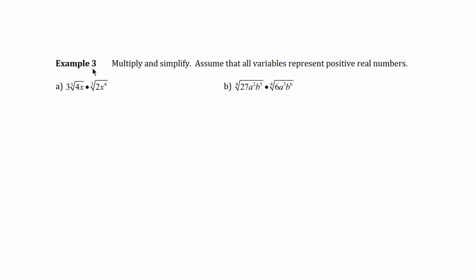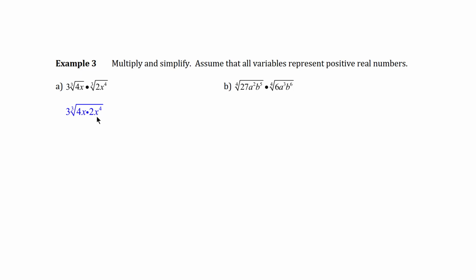For example number 3, multiply and simplify. Assume that all variables represent positive real numbers. For part A, we have 3 times the cube root of 4x times the cube root of 2x to the 4th power. The first step is combining everything under one radical by using the product rule. We get 3 times the cube root of 4x times 2x to the 4th power.